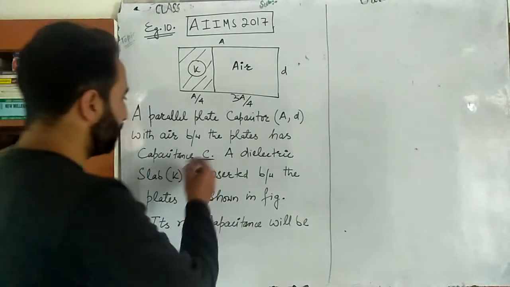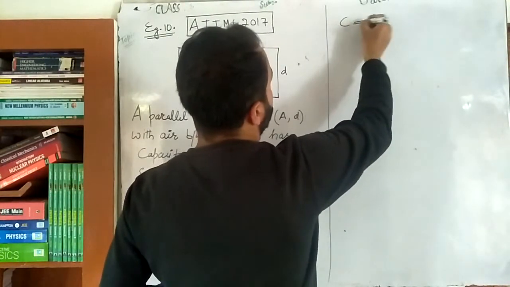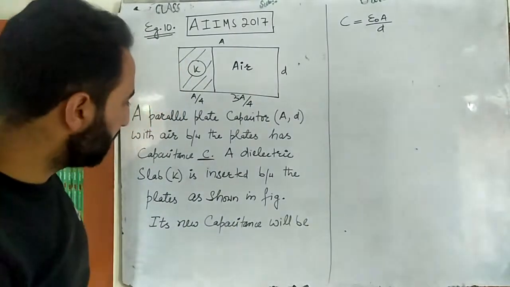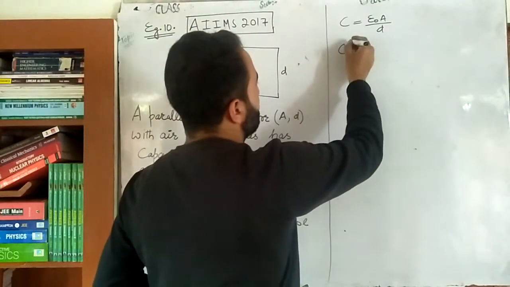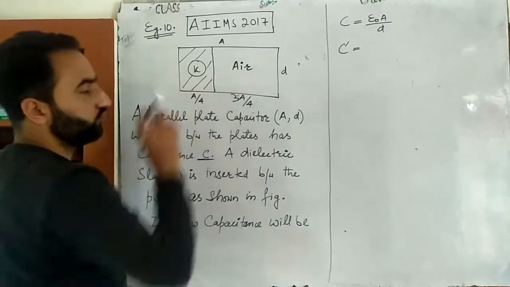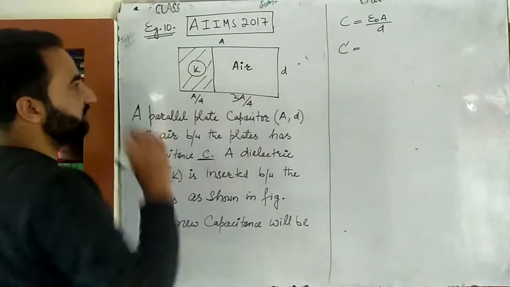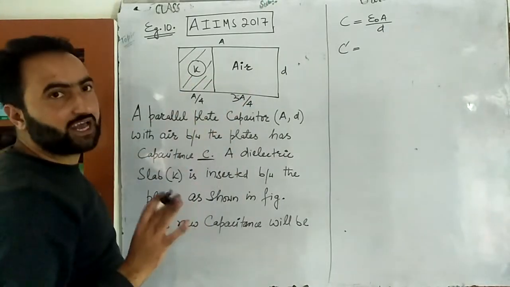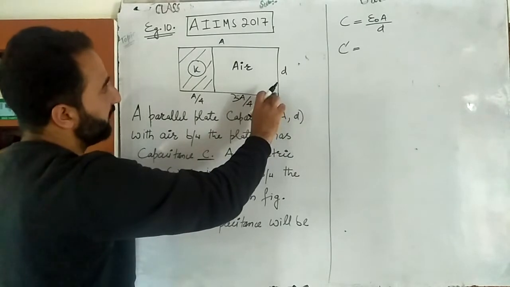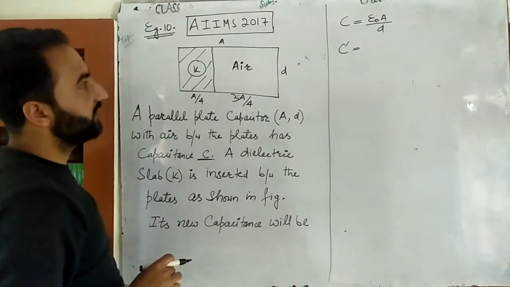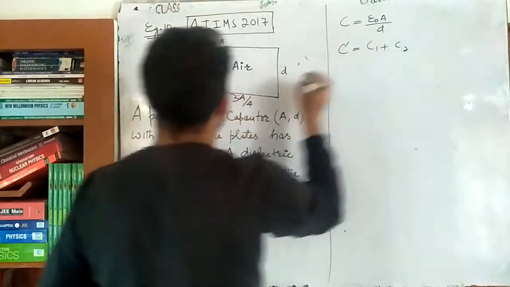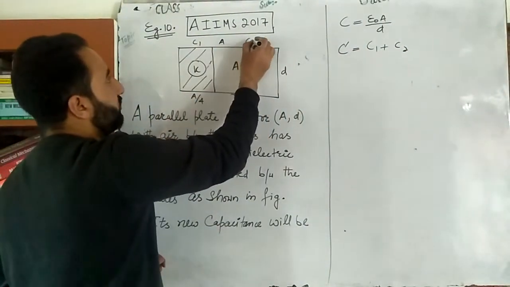Okay? So first of all, let's write down C. This C is obviously equal to epsilon naught A divided by D. As simple as that. And the new capacitance, suppose that is C dash. Let's try to calculate this. Now these are two capacitors, this one and this one. Suppose this one has capacitance C1 and this one has capacitance C2, and they are connected in parallel, because they are connected across the same plates. So C dash will be equal to C1 plus C2, where C1 is the capacitance of this and C2 is the capacitance of this.